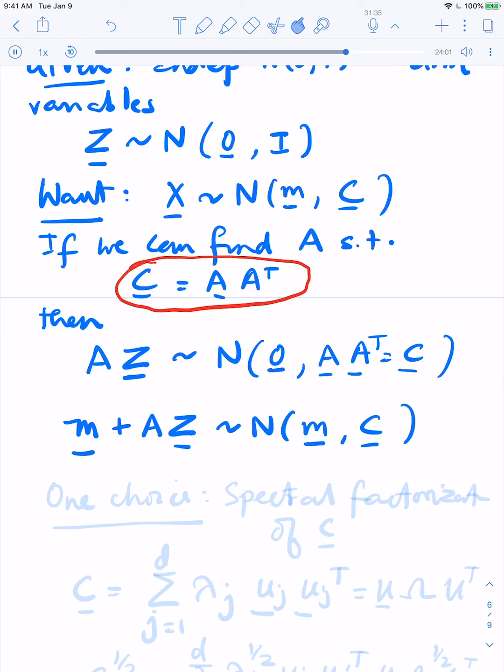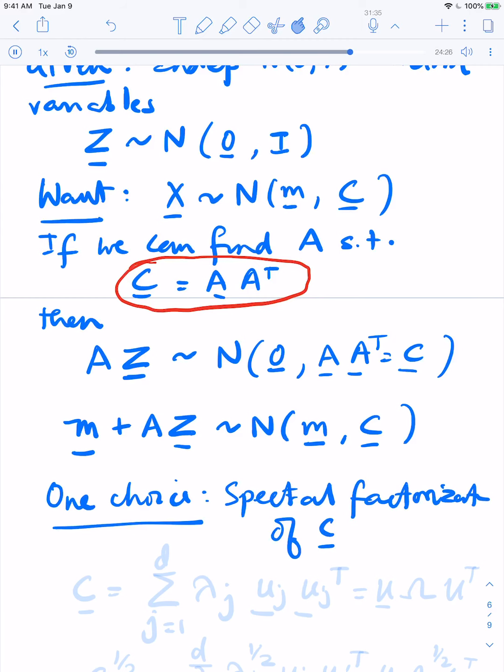So now how do we find an A such that this C equals A A transpose is satisfied? Well, there are many possible choices. So one choice is to use this so-called spectral factorization of the covariance matrix.